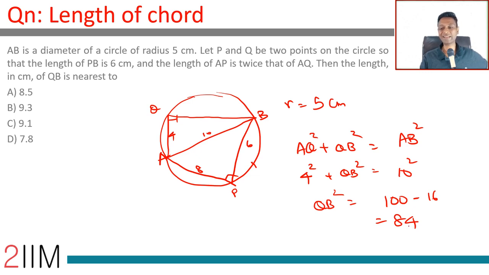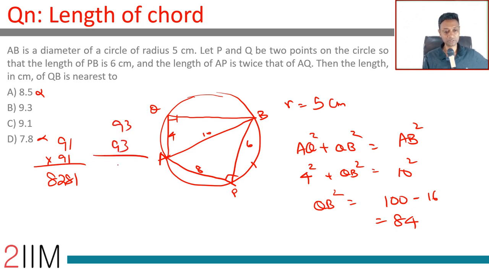So it is more than 9. So these two are out. Is it 9.1 or 9.3? 91 into 91 is 8281. 93 into 93. Let's just check that. 93 into 93 is 8649. 8281 is closest to 84. 9.1 into 9.1. It is closer to 9.1 than it is to 9.3.